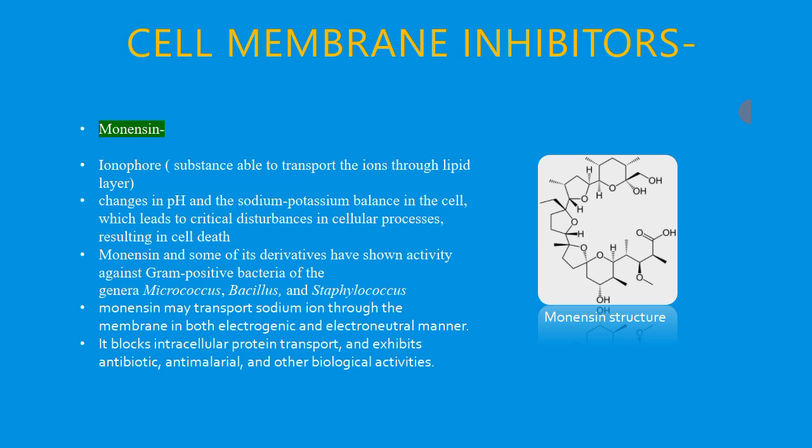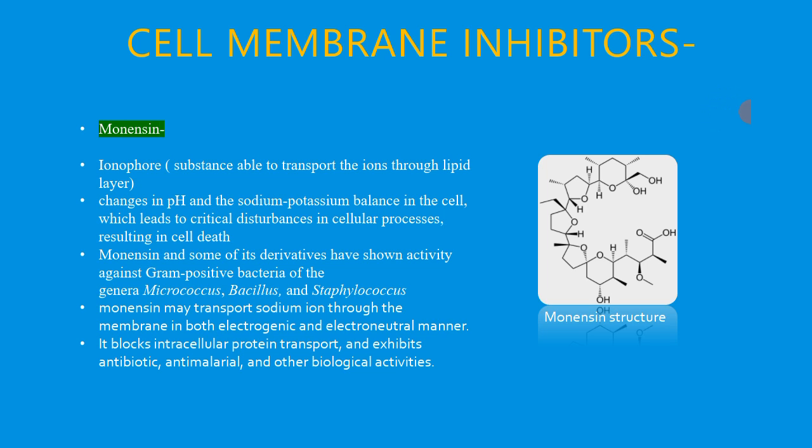Now, these changes in the pH and the sodium potassium balance lead to critical disturbances in the cellular processes, in the cellular membrane synthesis, which results in cell death. Now, monensin and some of its derivatives have shown activity against gram-positive bacteria, including Micrococcus, Bacillus and Staphylococcus. Okay, monensin can transport sodium ions through the membrane in both an electrogenic and an electroneutral manner.